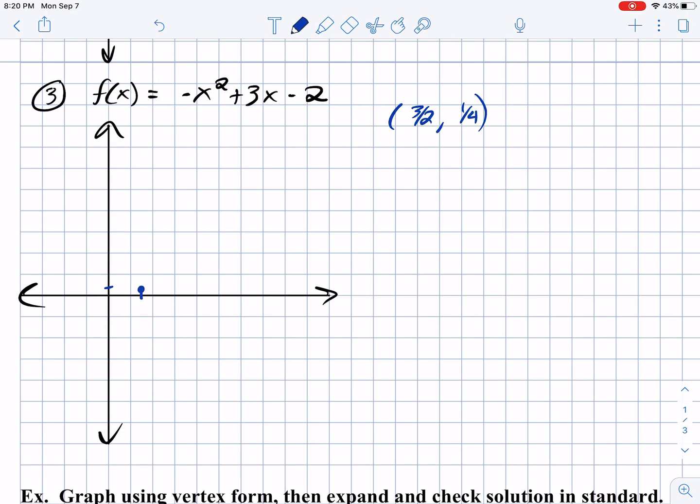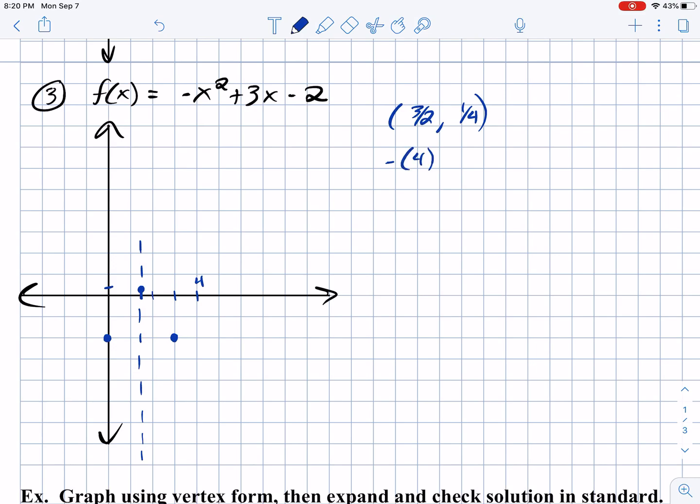And then another 2 points. Let's use our negative 2 for our y-intercept. Go 1.5 units on the other side of your axis of symmetry, which would be right here. And then let's plot another 2 points. Let's just use the next ones over, which would be at 1, 2, 3, 4. So let's plug in 4 and see what we get.